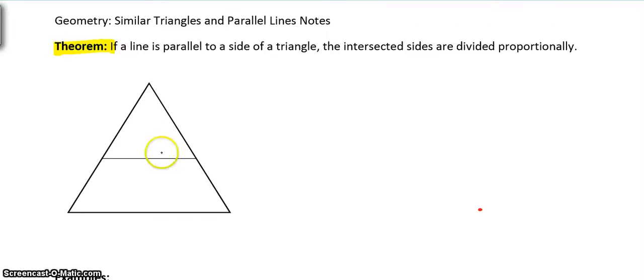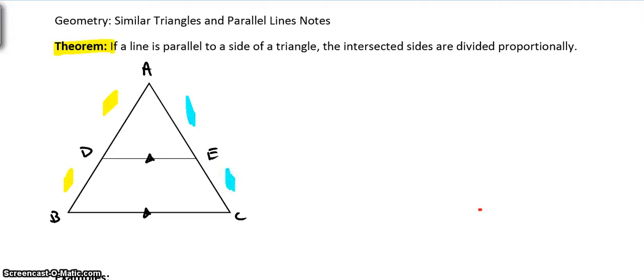So what that's saying is, let's label our triangle real quick. A, B, C, D, and E. And we're saying, hey, these two lines are parallel. So what the theorem says is if those two lines are parallel, parallel to a side of a triangle, the base of my big triangle being the side, then the intersected sides are divided proportionally. So by intersected sides, I mean these two and these two.